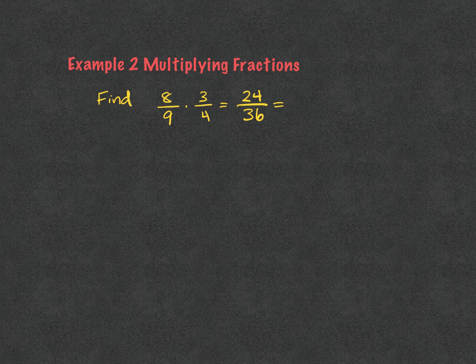So what you're going to do is you're going to divide both of them by 12, okay? What you do to the top, you do to the bottom. So you're going to do both by 12. 24 divided by 12 is 2, and 36 divided by 12 is 3. Once you have two numbers that are right next to each other, that's as low as a fraction can go, and that would be your answer.